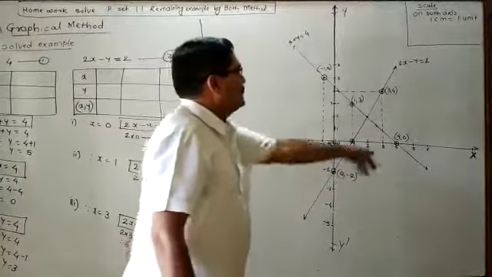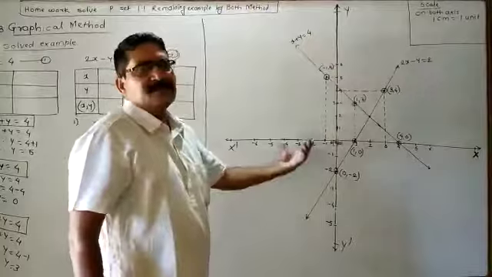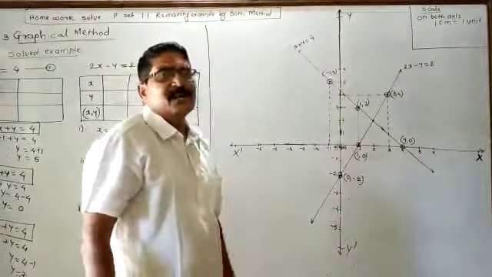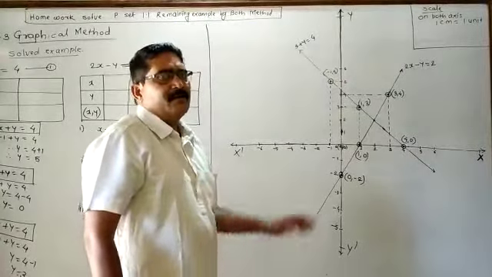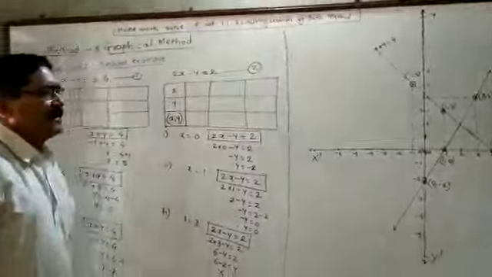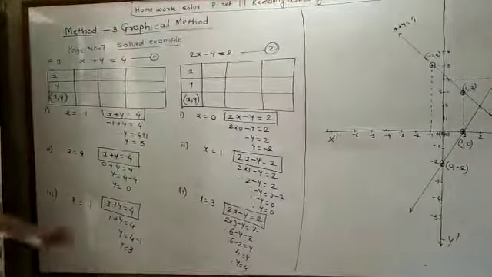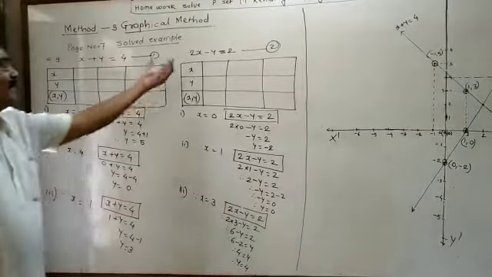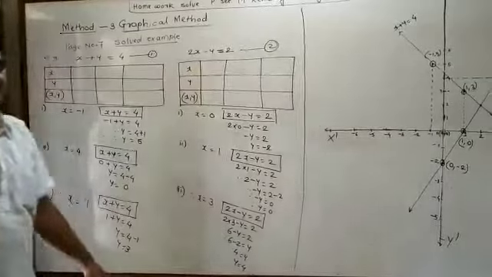This is the x-axis, this is the y-axis, and both the axes together form what is called the Cartesian coordinate system. First of all, you have to find the coordinates of x and y. So the example is x plus y is equal to 4, this is the first equation, and 2x minus y is equal to 2.